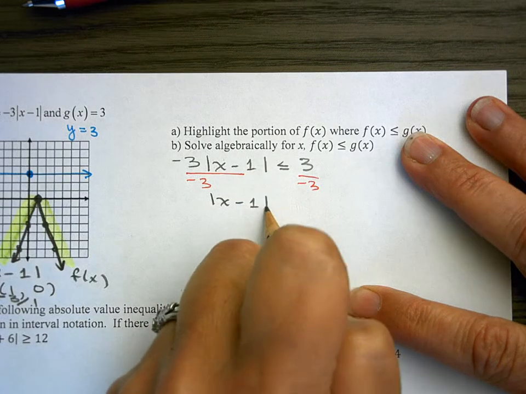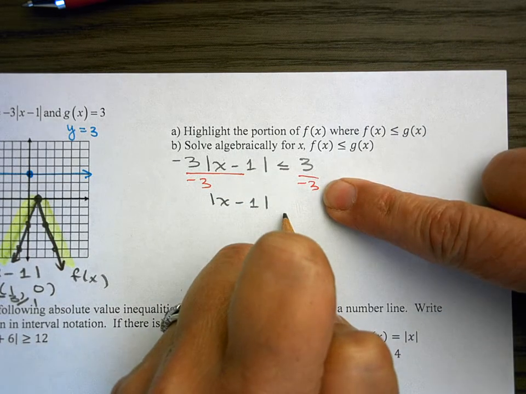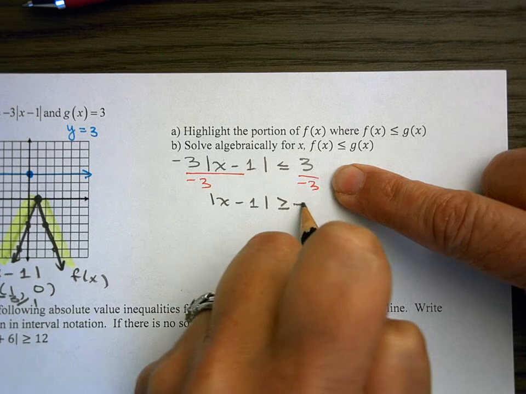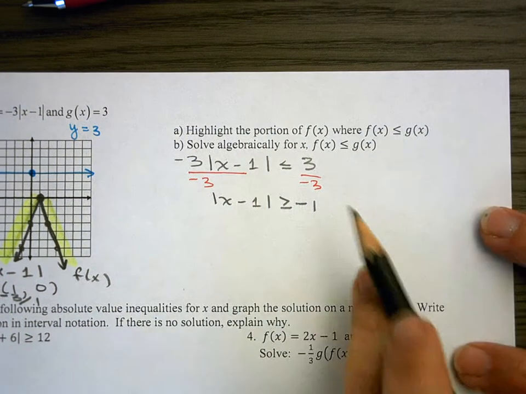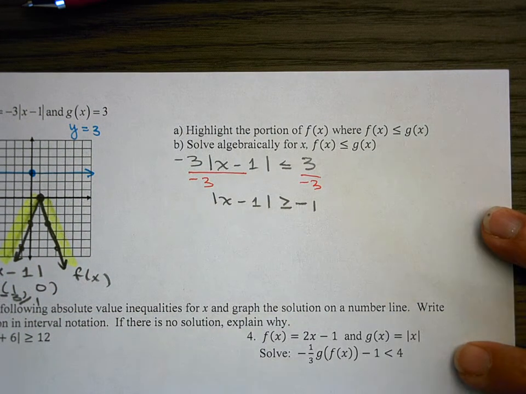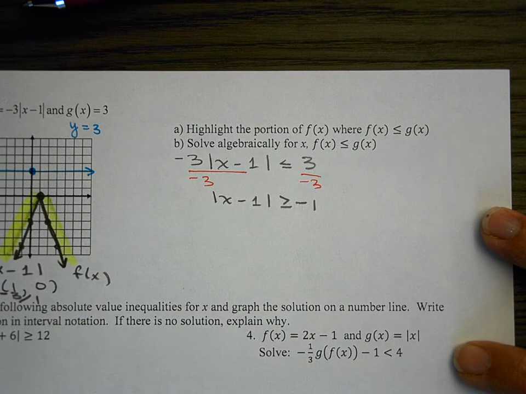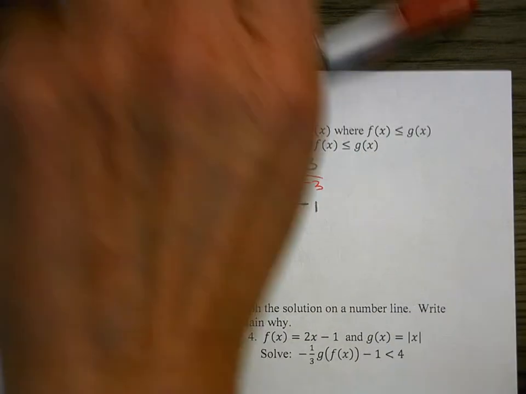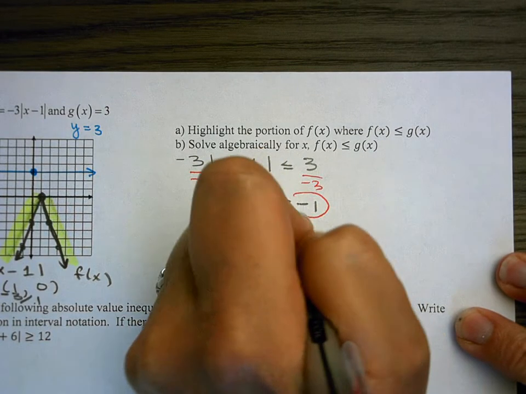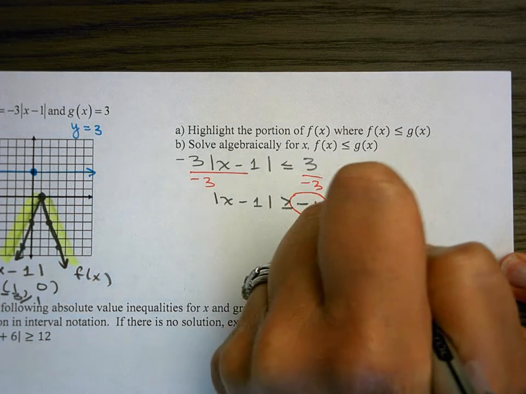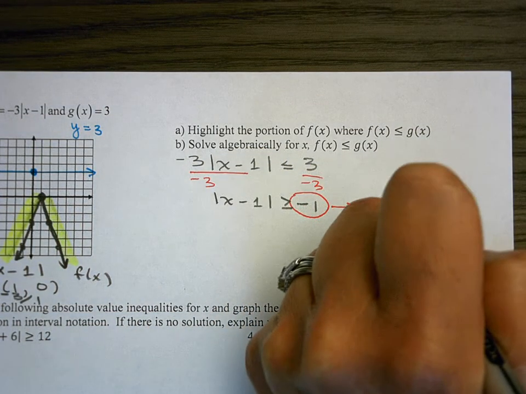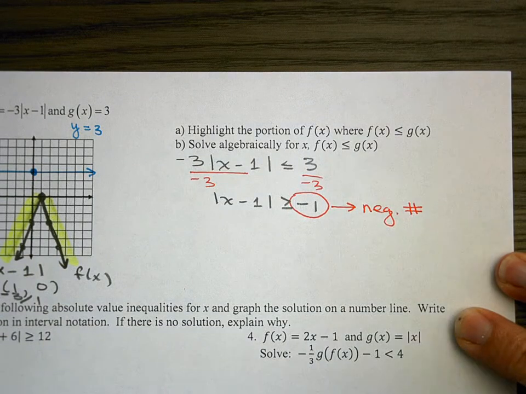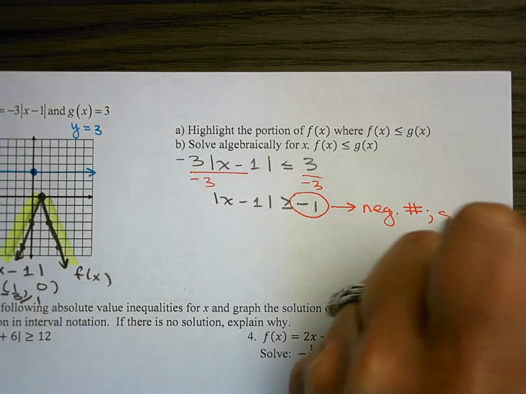And then because I divided by a negative, I want to switch the inequality, right? So whenever you divide by a negative, make sure the inequality is switched. Okay, so then now we have to look here and see that this is a negative number. So because this is a negative number, we don't keep solving, right? So this is going to be a special case, right?